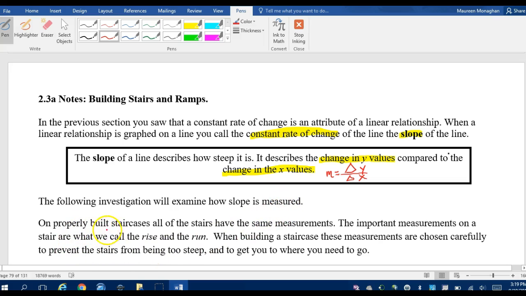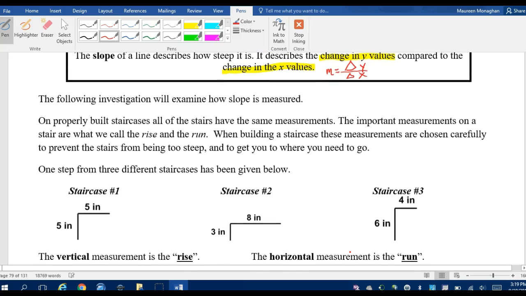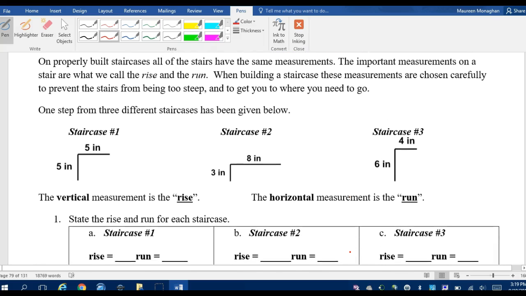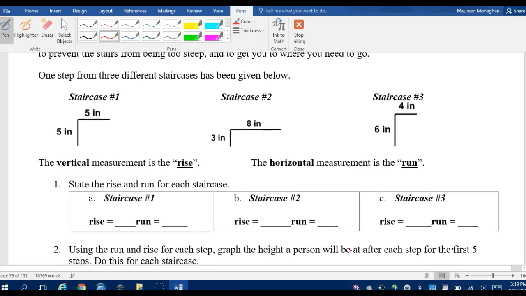Okay, on properly built staircases, all of the stairs have the same measurements. The important measurements on a stair are called the rise and the run. When building a staircase, these measurements are chosen carefully to prevent the stairs from being too steep and to get where you need to go. There's a code nowadays. You have to have the stairs at a certain steepness. One step from 3 different staircases has been given below.